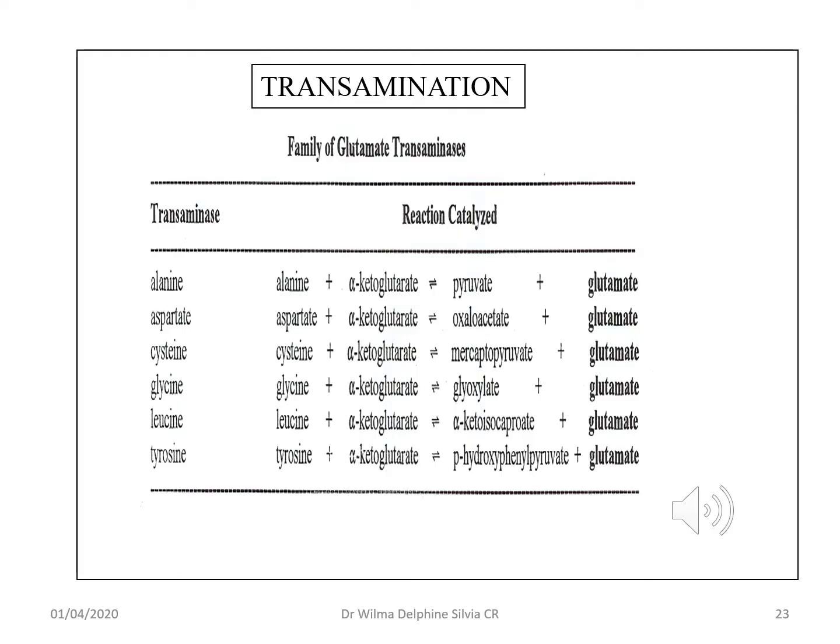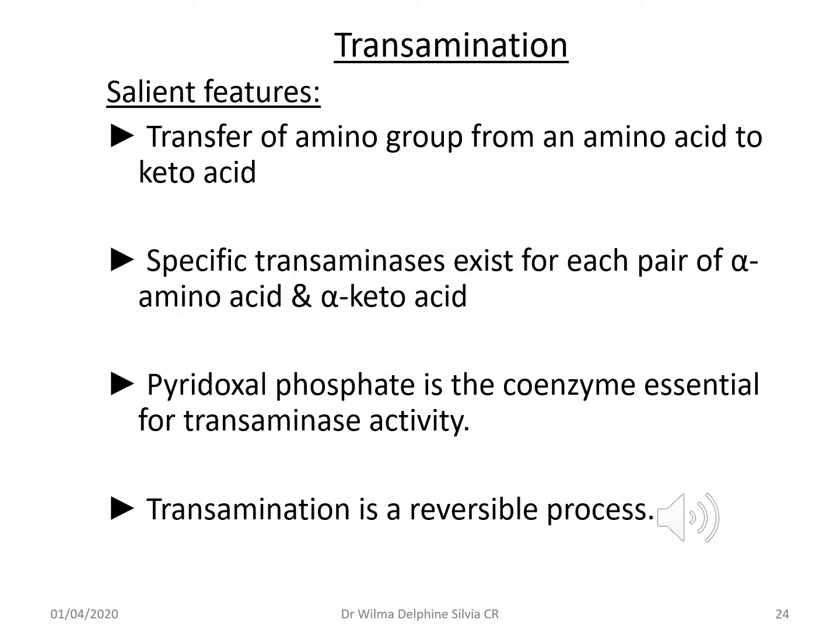This transamination reaction takes place in the cytoplasm of all the cells of the body. The amino group is transported to the liver as glutamic acid. The salient features of transamination are transfer of an amino group from an amino acid to a keto acid. Specific transaminases exist for each pair of amino acid and keto acid.